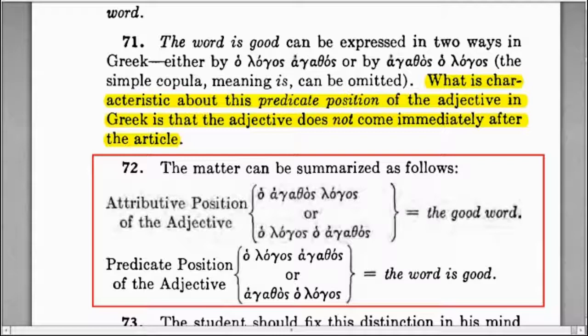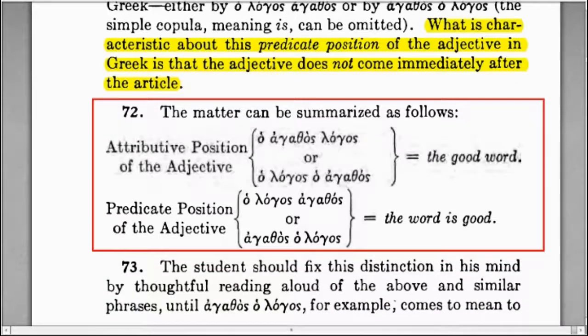I would highlight that sentence there if I were you. Now, that is a very good sentence to highlight, so I'm going to repeat it again. The thing that is characteristic about the predicate position of the adjective in Greek is that the adjective does not come immediately after the article.